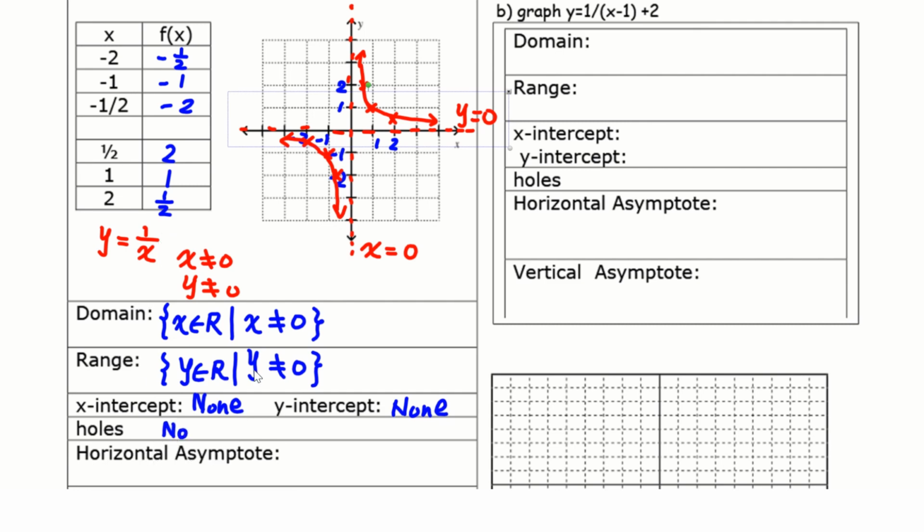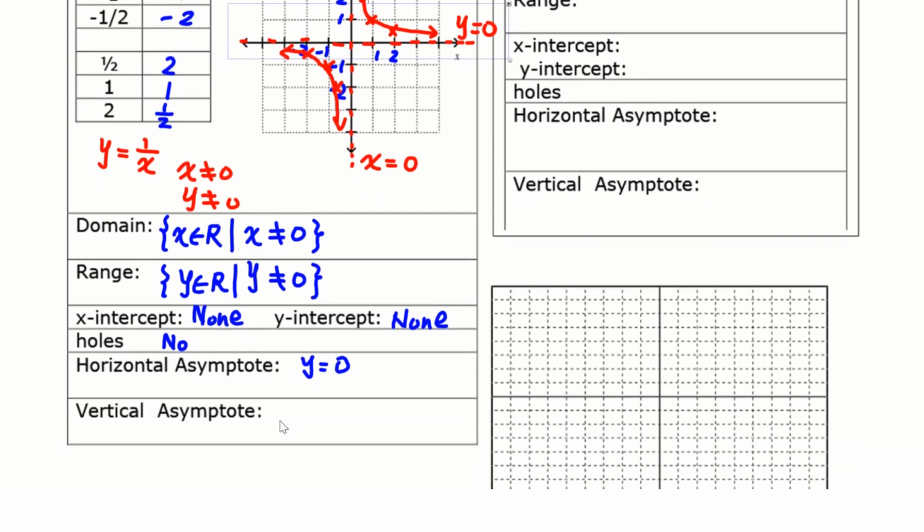And the horizontal asymptote is y equals 0. The graph will get closer and closer to that line, but will never ever cross it. The vertical asymptote is x equals 0. A parallel line, we don't call an asymptote. An asymptote is a line the graph gets closer and closer to, not parallel. So that is for the reciprocal function.